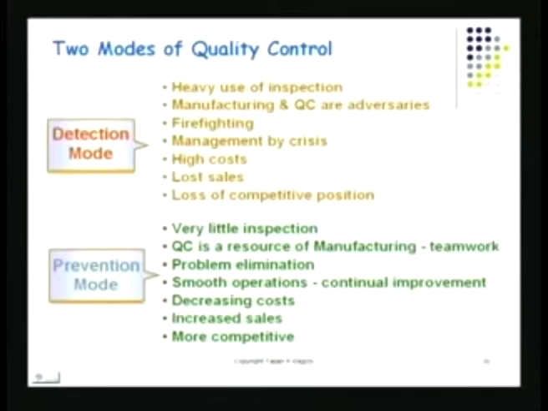That's like one way. The other way is more proactive. The first one is reactive. The detection mode is reactive. But the proactive mode is the prevention mode. Basically, very little inspection is required. Quality control is done right at the source. And we try to eliminate problems and potential problems. That's what we try to do. This impacts cost directly. This also helps improve sales, and it's much more competitive.